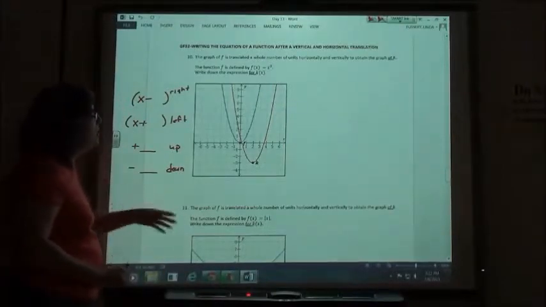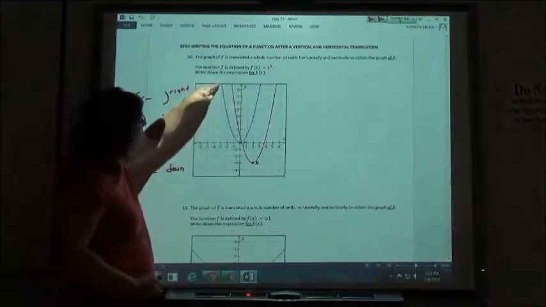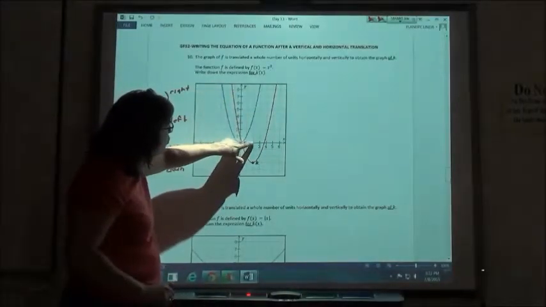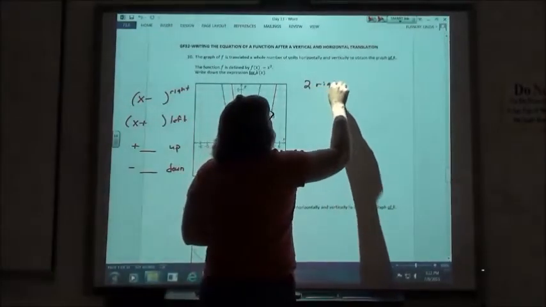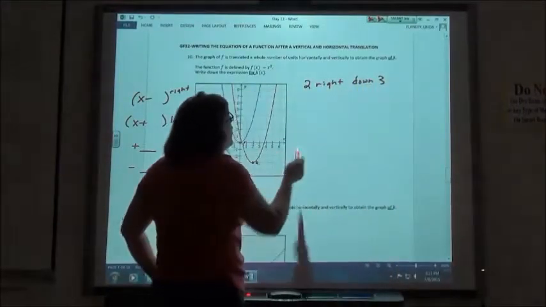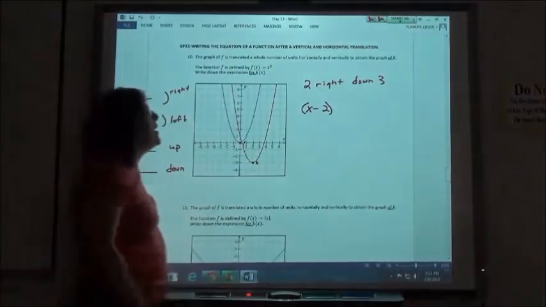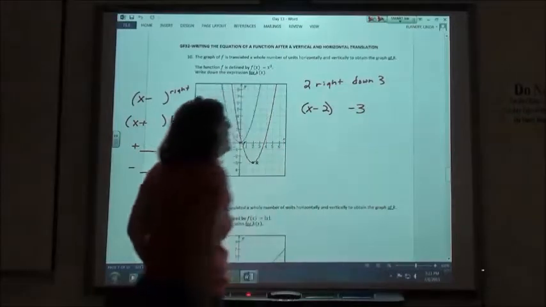And so what we want to do is look at the graph. The original graph is always starting at 0, 0. This is the graph of x squared. We want to translate our graph 2 to the right and down 3. So we know that with our x, we have to do x minus 2 in order to make it go 2 to the right. In order to go down 3, we're going to have a minus 3 on the end.